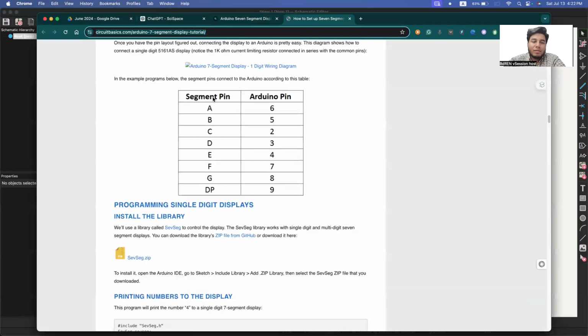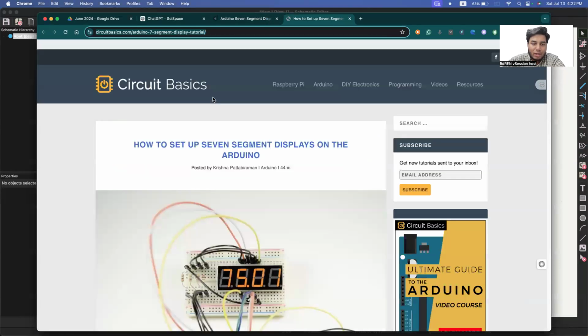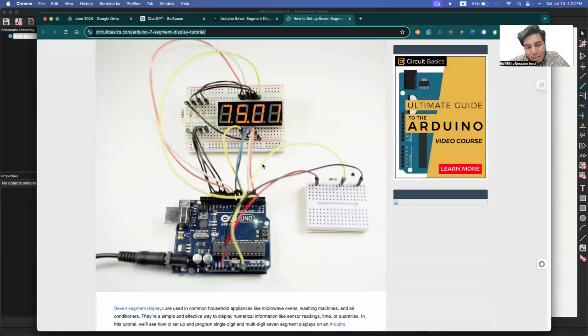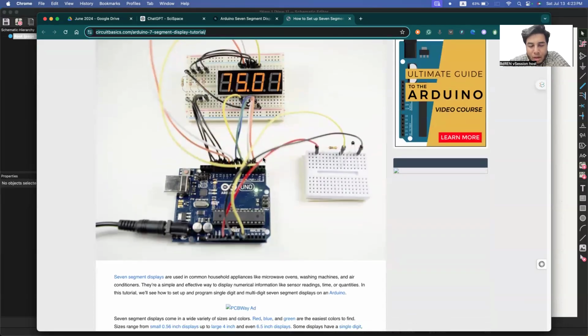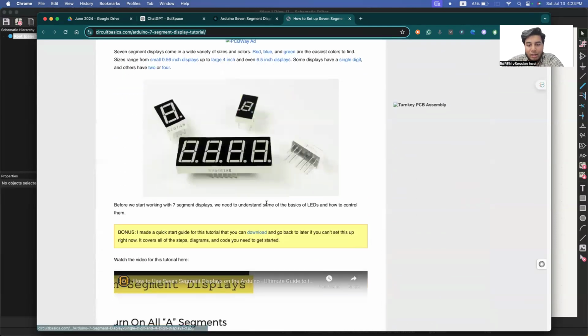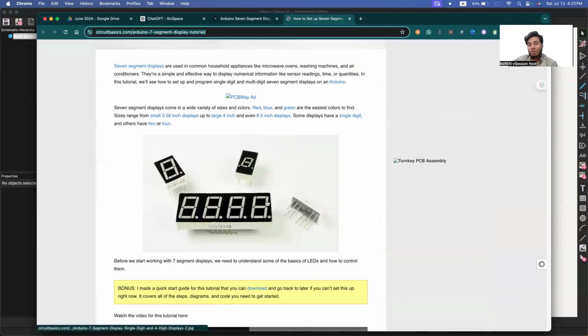Okay, so this is the very important link that we can start from, and this is the Circuit Basics official website where you can understand how this seven-segment display actually works, how to interact with Arduino, and how you can get some interactive display value that you want to figure out with the help of the Arduino and the seven-segment display. Okay, so as you know, the seven-segment display is something that has 7 LEDs.